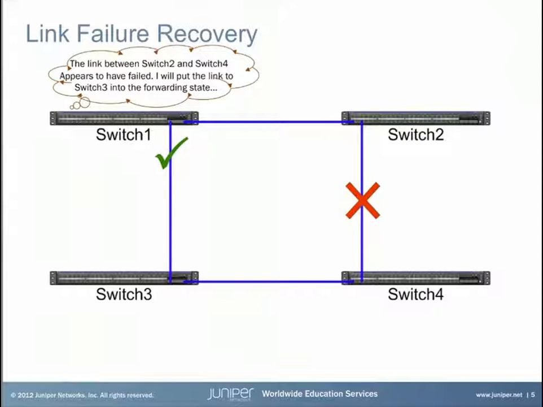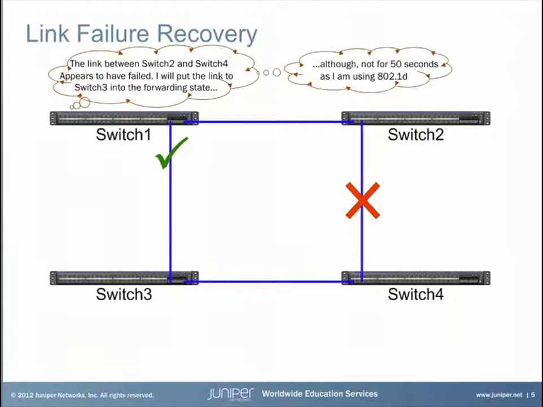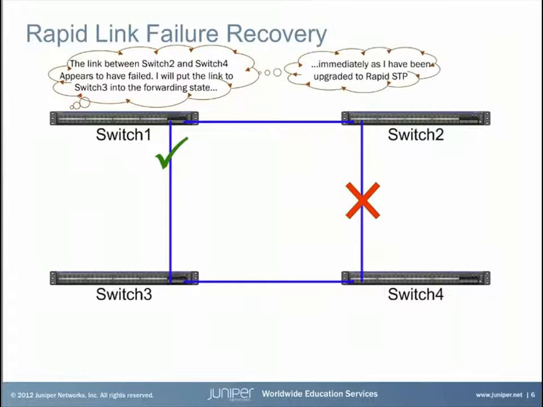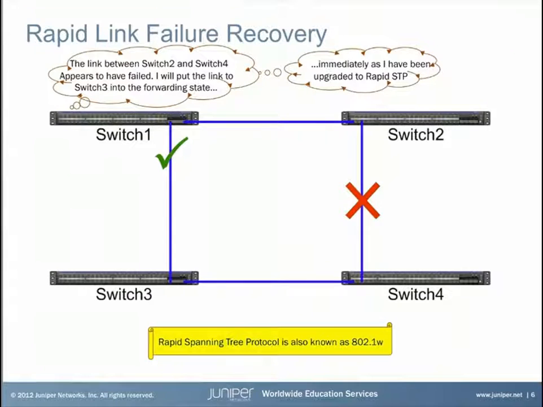However, with the original version of spanning tree, or 802.1d, this recovery could actually take up to 50 seconds, which in today's modern networks is actually a lifetime. So, to remedy this, the IEEE came up with what we call rapid spanning tree. In the event of a failure, the recovery should be almost immediate. This particular version was called 802.1w.